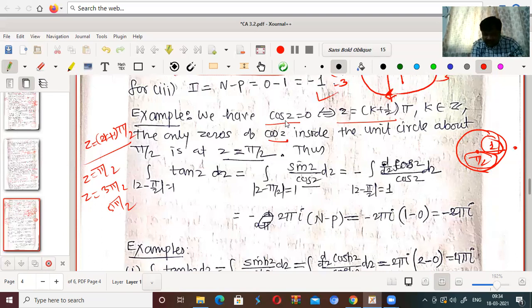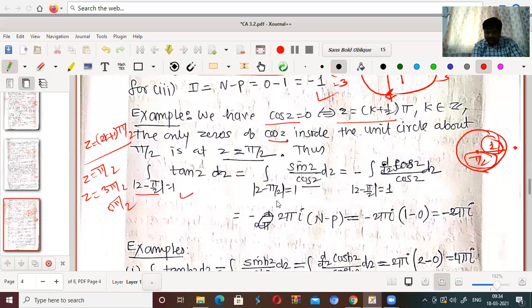Can we say that it has a pole? So cos z has no pole. Cos z has no pole. There are only zeros, because it is defined everywhere and analytic everywhere. So there is no pole. Therefore, consider the integral over such C, whose center is at pi by 2 and radius 1 unit, of tan z.